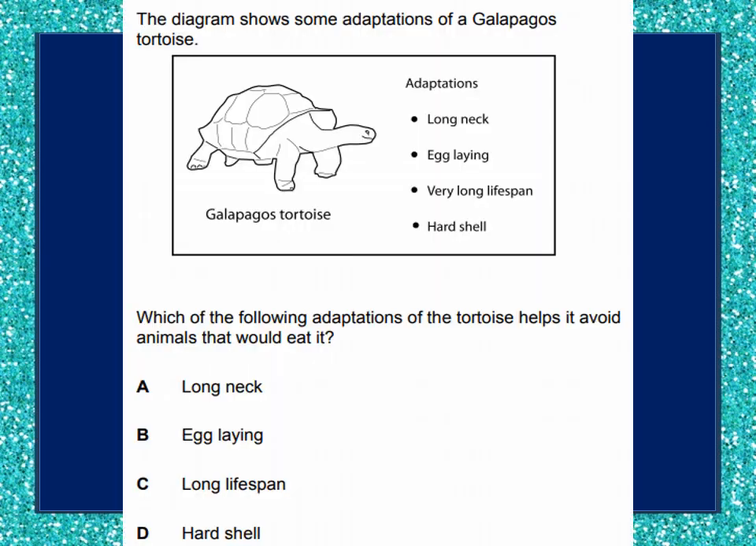Okay, here is your exit ticket. The diagram shows some adaptations of a Galapagos tortoise. Adaptations: long neck, egg laying, very long lifespan, hard shell. Which of the following adaptations of a tortoise helps it avoid animals that would eat it? So these are all adaptations of a tortoise, but which adaptation helps it avoid animals eating this tortoise? Pause it and play when you're ready for the answer.